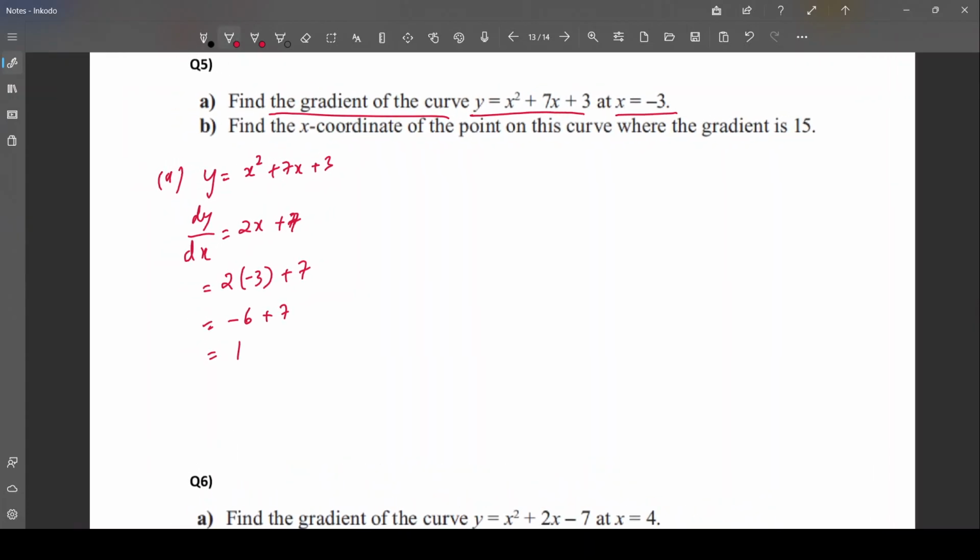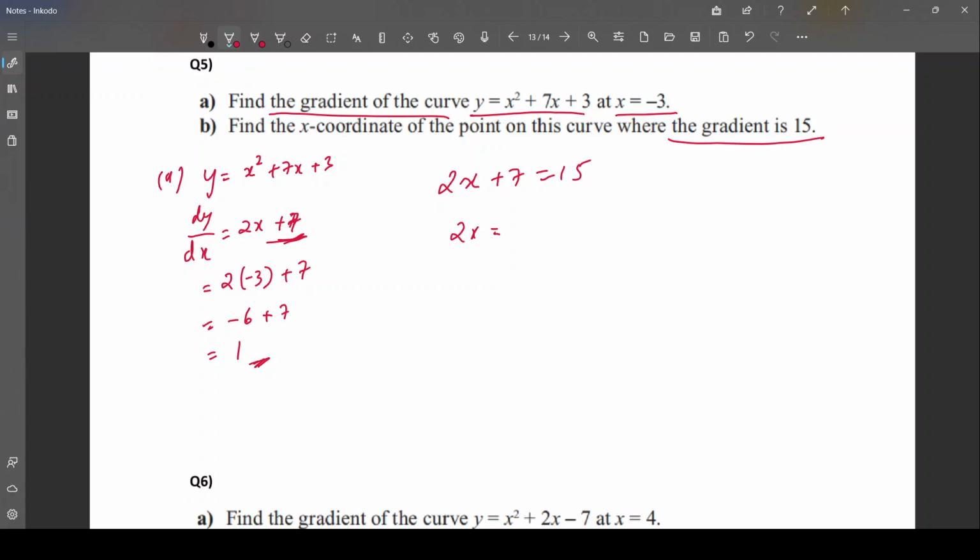In the second part, find the x coordinate of the point of this curve where the gradient is 15. Now in this case we have found the gradient, right? Here they want us to find the x coordinate where the gradient is 15. So we'll put the differentiation value of the function and equate it with 15. So 2x plus 7 equals 15, because the differentiated value will be equal to the gradient, and we'll find out the value of x, right?